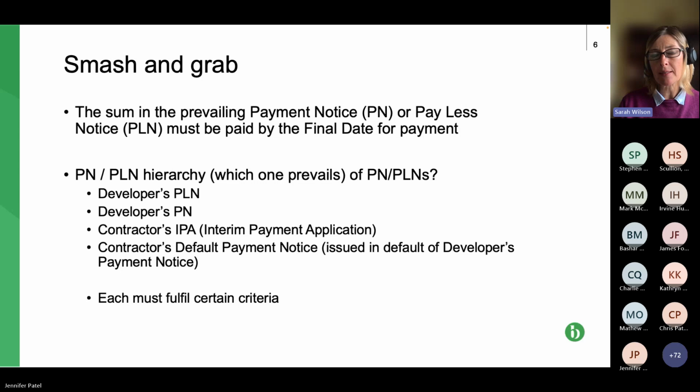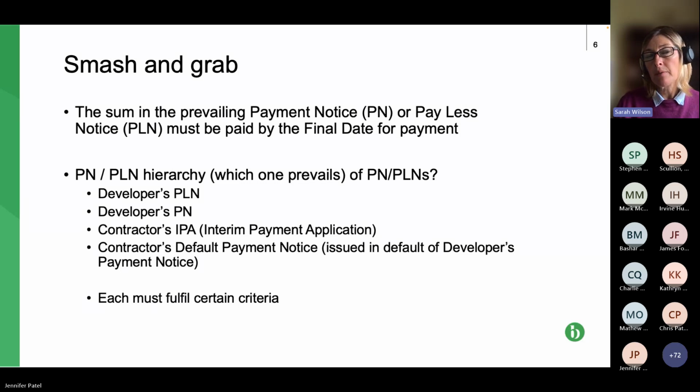So hopefully you can see there that if there's no pay less notice and no payment notice, it's almost right. Well, what's due to be paid? Well, it can only be one thing, can't it? The sum in the interim payment application submitted by the contractor. So there's also, that second bullet point, the fourth sub-bullet point, you'll see it says contractor's default payment notice.